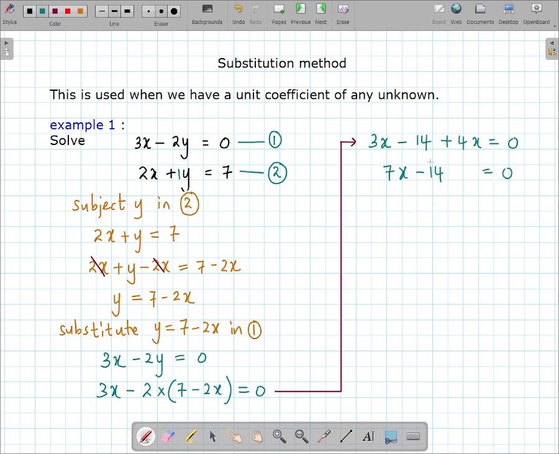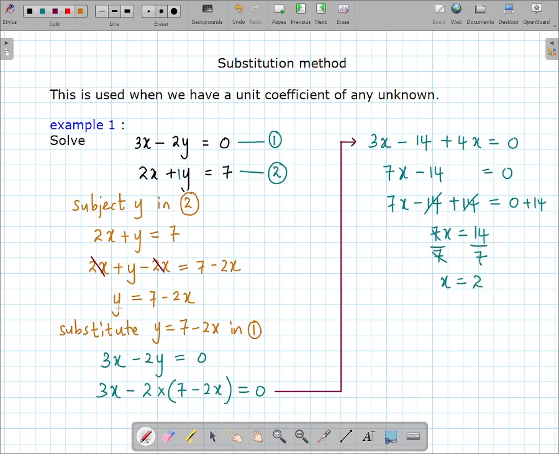Then I have to remove this minus 14. We have to add 14 to both sides. 7x minus 14 plus 14, minus 14 plus 14 is 0, 14 gone. 7x equals 14. Divide both sides by 7. 7 get cancelled. X equals 14 divided by 7, that is 2.